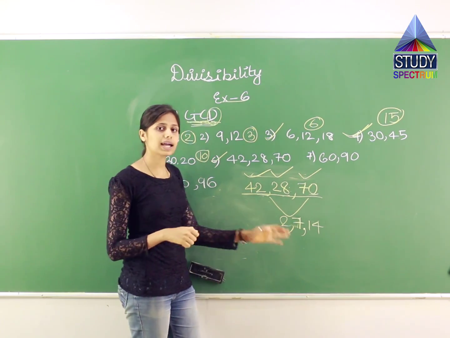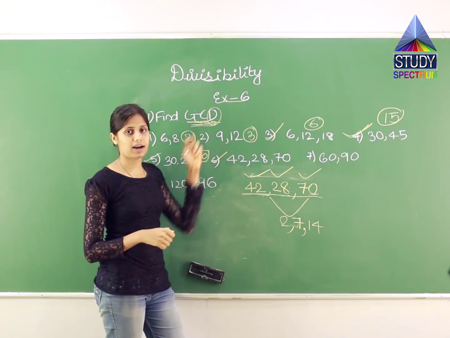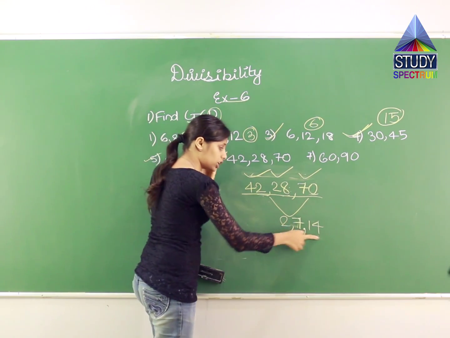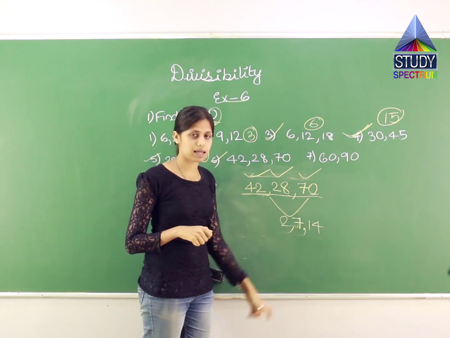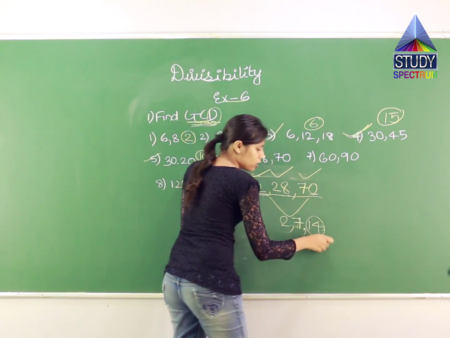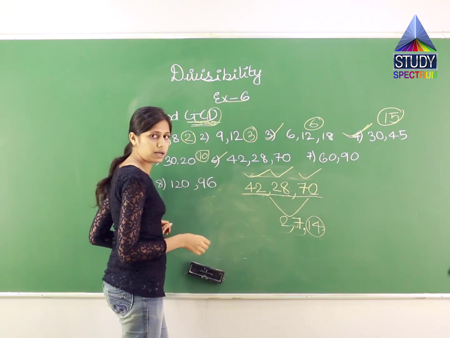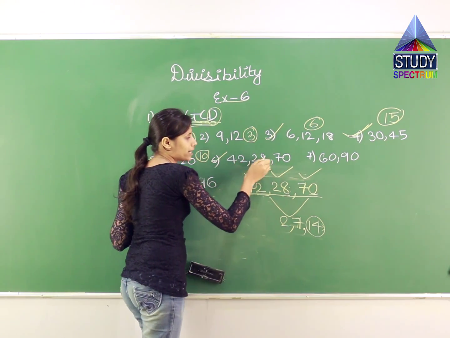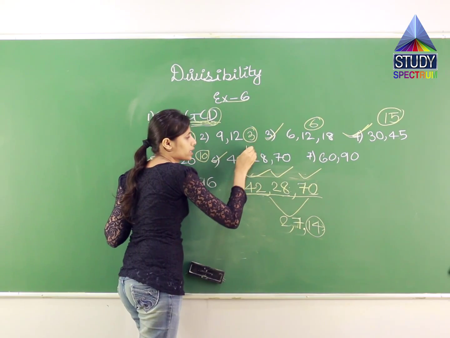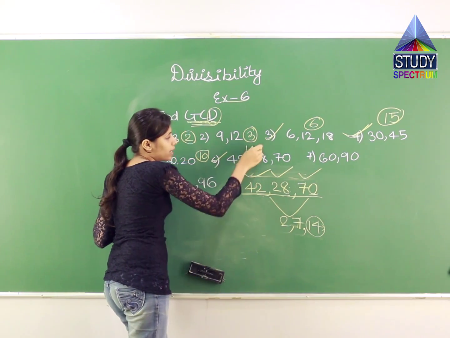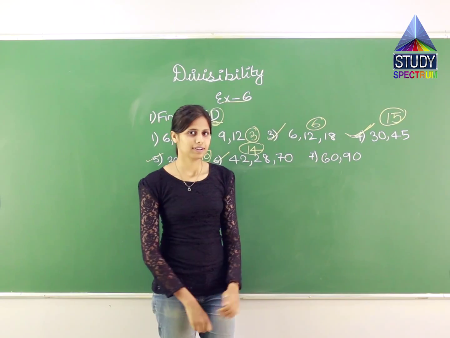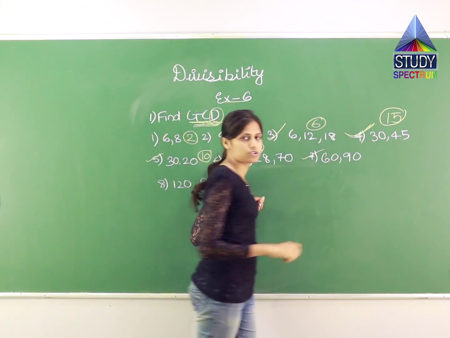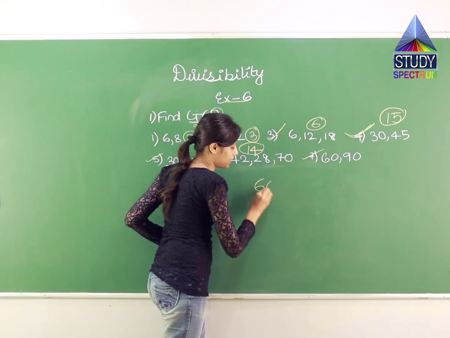Out of this what I need is the greatest common divisor. Common divisors तो तीनों हैं, but greatest common divisor is the greatest number among them, which is 14. So I can say that the greatest common divisor for 42, 28 and 70 is 14. So we are clear with 6th question. Now we will start with the 7th question. The numbers are 60 and 90.